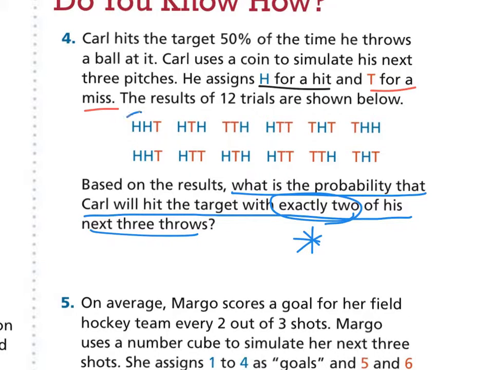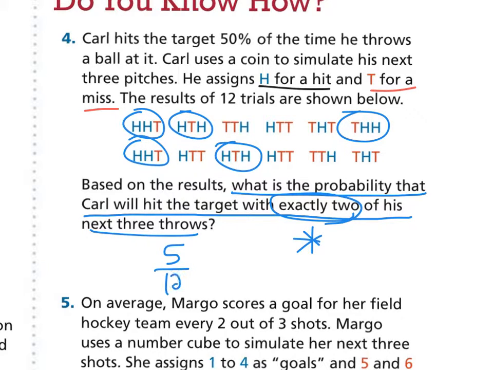So if we go through this, we can find the ones that have exactly 2 hits out of 3, exactly 2. And that would be 5 out of 12 would be our probability based off of their trials. Again, the more trials we do, the more accurate our result should probably be.